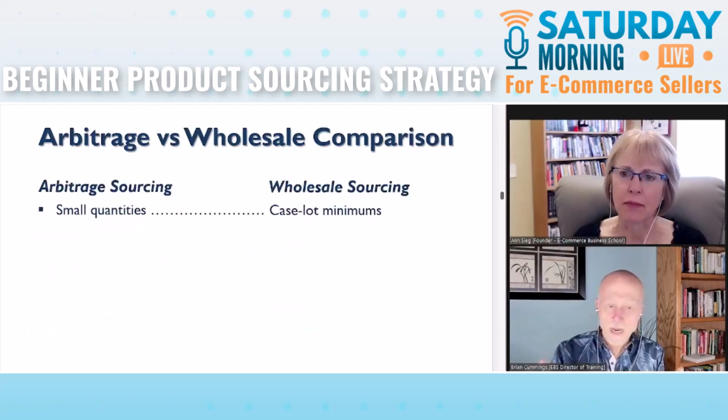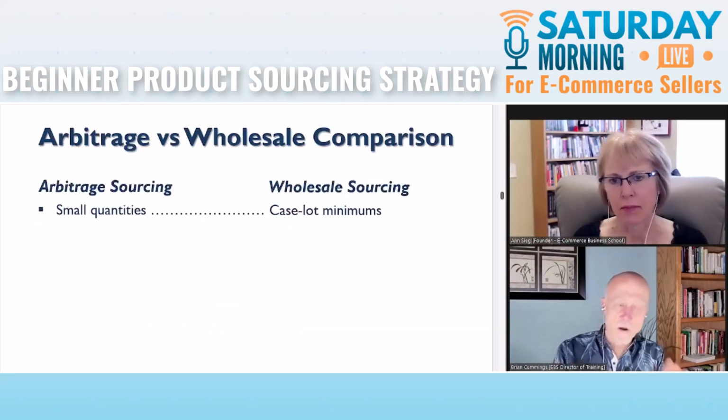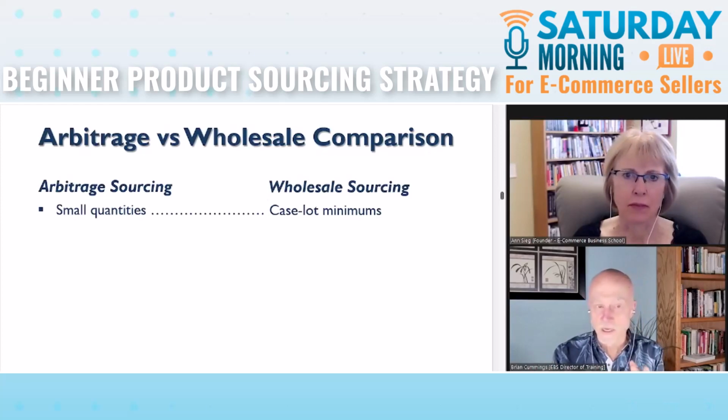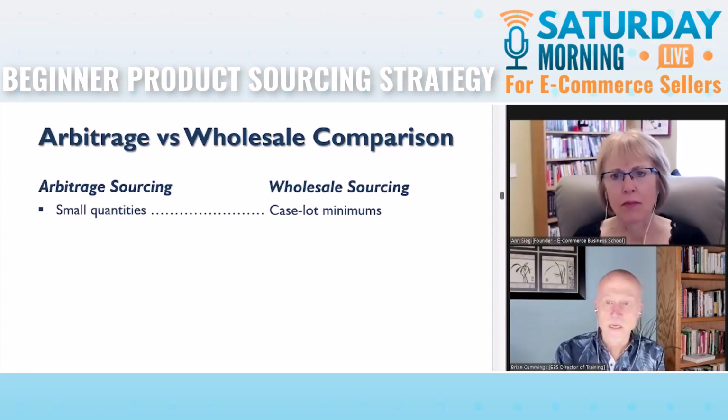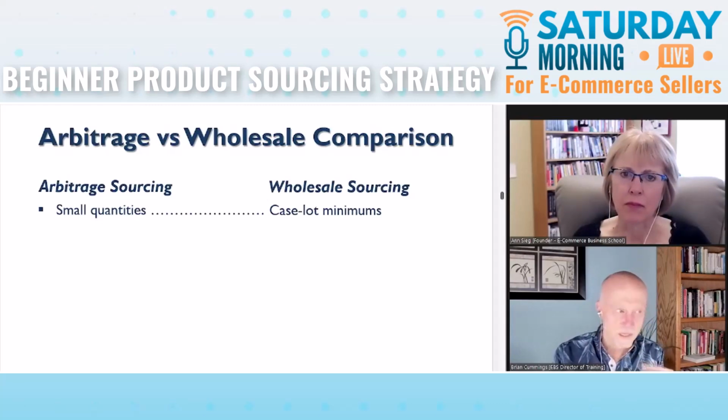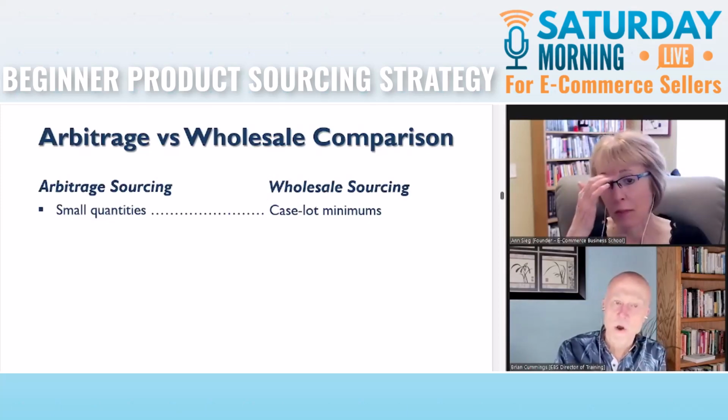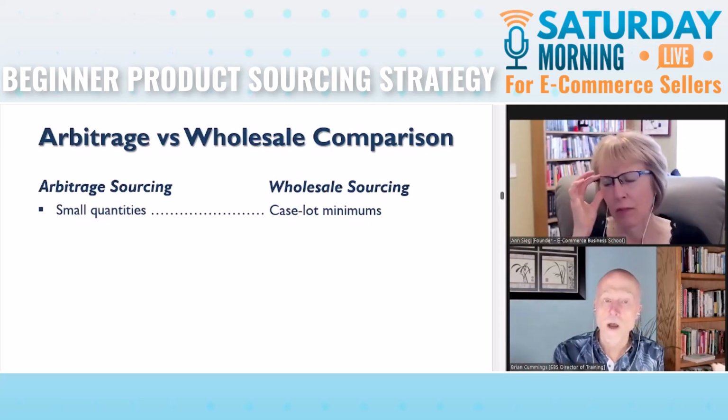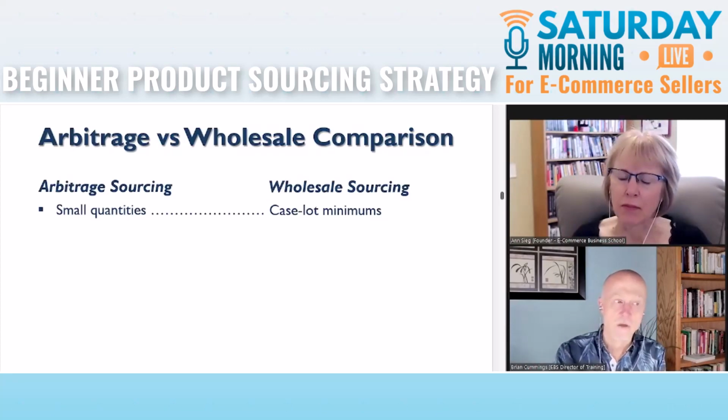Let's do a comparison here a little further between arbitrage and wholesale sourcing. Remember, we're talking about existing listings on Amazon. So with arbitrage sourcing, it's small quantities. You can buy as few as 1 unit if you wanted to do that. And we often recommend for new sellers that you buy 3, 5, 6 units, keep it small, and as I mentioned earlier, go wide rather than deep in your products.